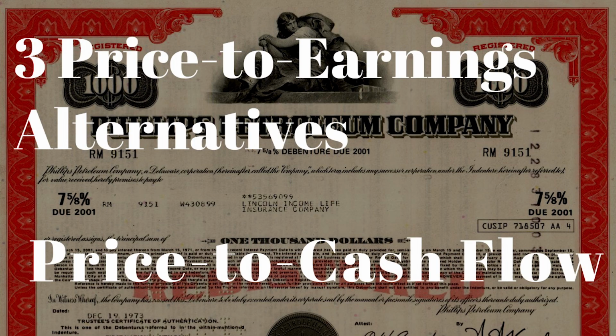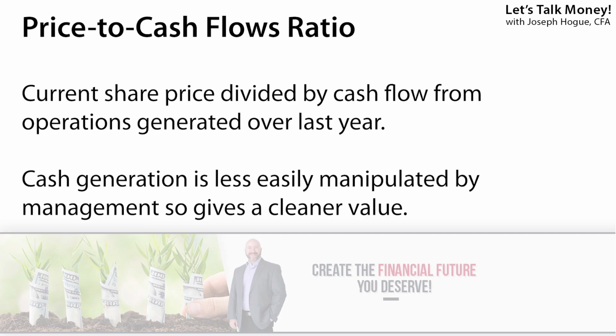Now, our third alternative to the PE ratio is the price to cash flows, and this is probably the cleanest of the 3. Now, the price to cash flows ratio is the stock price divided by the cash flow from operations reported on that cash flow statement. So here we're using the third financial statement put out by a company each quarter, the statement of cash flows. This is where the company reports actual cash coming in and going out through operations, investments, and financing.